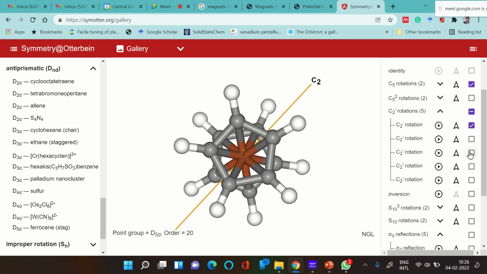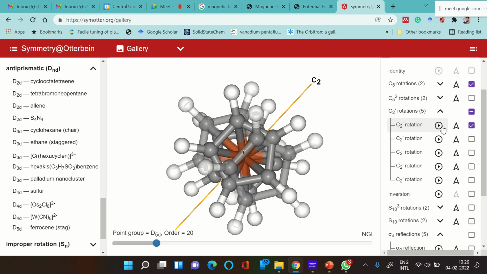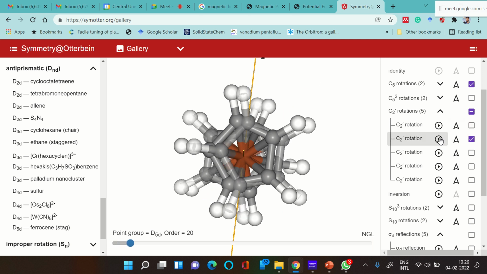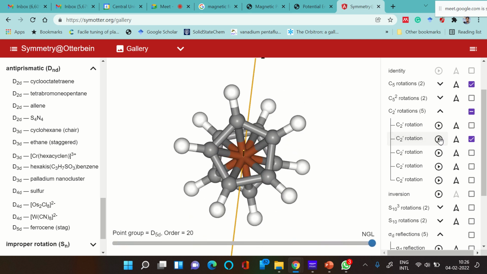So if you want to see each one of them, simple way, let me take just one. So if this is a C2, rotate it by 180 degrees along that line. If you can visualize another one, so these are the points representing C2. So n number of 5 C2, so D5D, that's how it is coming.